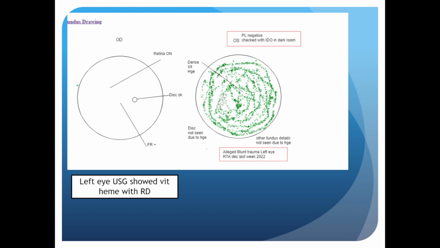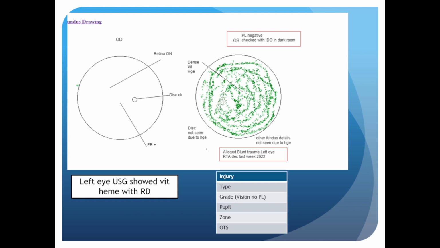Now, before going to the actual USG, we will just classify the OTS score. Is there any way to know how he got injured in the eye? Abhishek ji? Yes, sir. Is there any way, you just said RTA, that we can know exactly the mechanism of injury to the left eye? Was there an associated orbital fracture? Was there any associated injury to the adnexa?